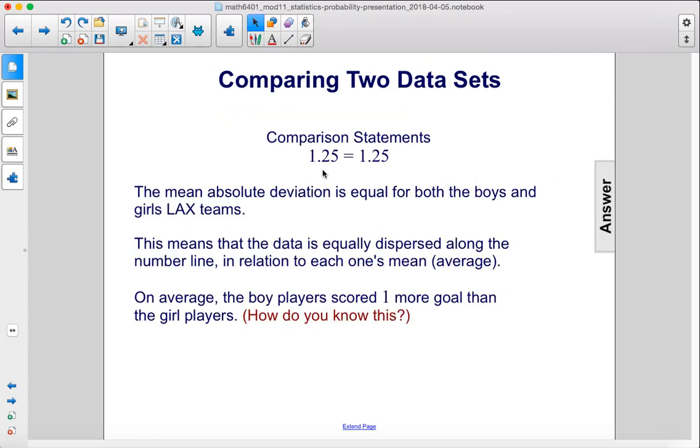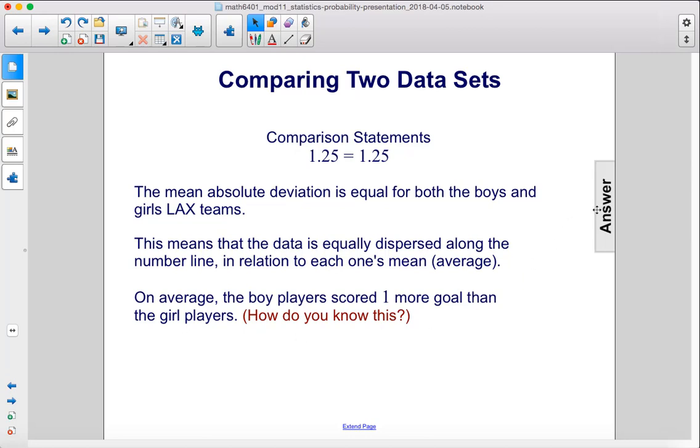Comparison statements. 1.25 equals 1.25. The mean absolute deviation is equal for both the boys and the girls' lacrosse teams. This means that the data is equally dispersed along the number line in relation to each one's mean. On average, the boy players scored 1 more goal than the girls players.